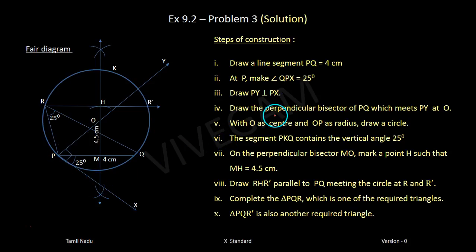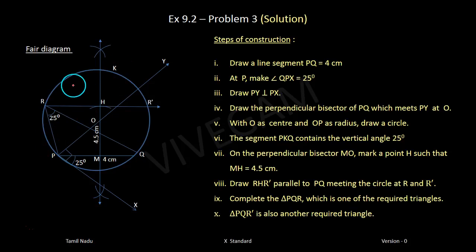Then draw the perpendicular bisector of PQ which meets PY at O. So then what did we do? We drew the perpendicular bisector of PQ. This is the perpendicular bisector and it intersects PY at O and it intersects PQ at M. Then with O as a center and OP as a radius, draw a circle. So with O as center and OP as radius, we drew a circle. Okay, right. Next, what did we do? Now put a name on one point on this alternate segment, K.